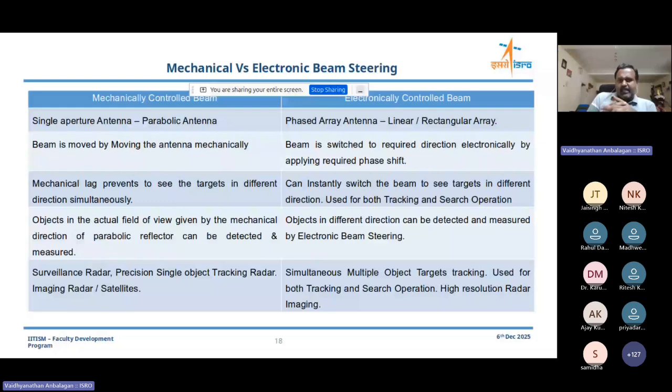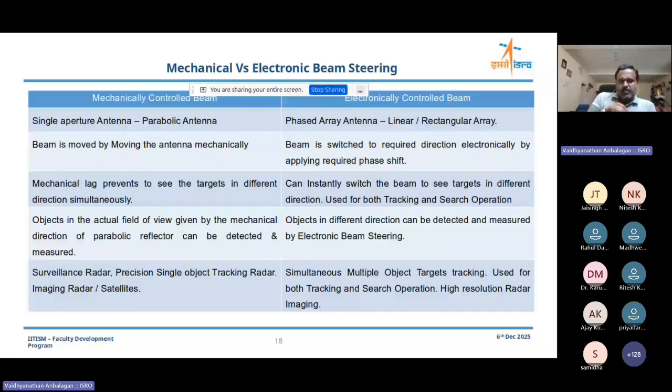Here, the mechanical lag prevents seeing the targets in different directions simultaneously. But here, since we have the switching, we can quickly switch between two directions so that the targets in two directions can be simultaneously seen. And the objects in the actual field of view given by the mechanical direction of the parabolic reflector alone are used for detection, whereas objects in different directions can be detected and measured electronically.